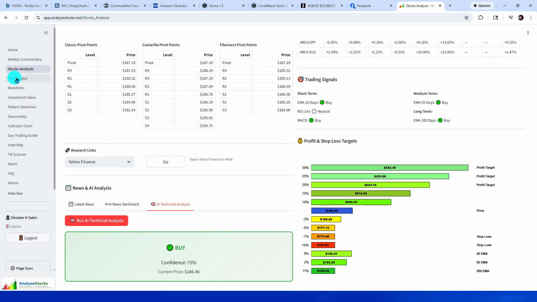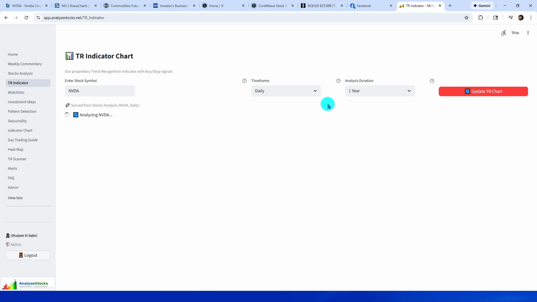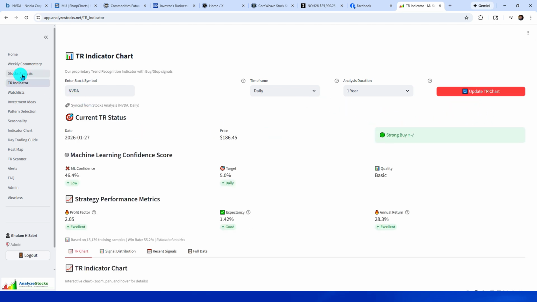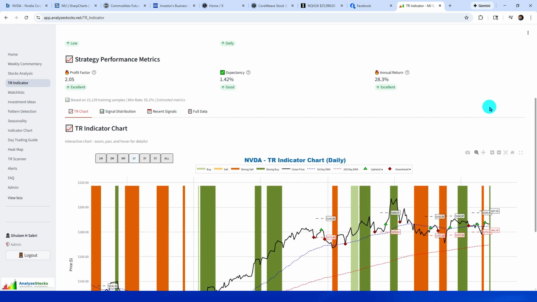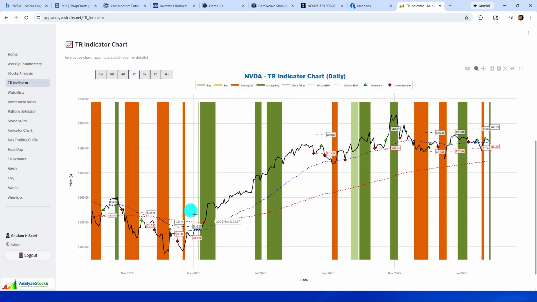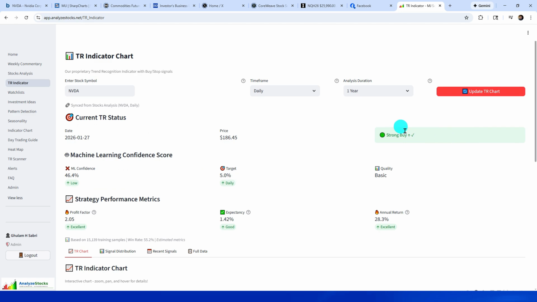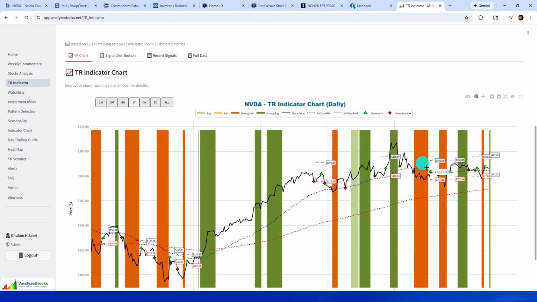Now, if we move on to the TR indicator, we have a separate video on the TR indicator. It already knows that you have selected a stock analysis, so it will build a TR indicator chart for NVIDIA. Here we have 6 different stages. This green zone means NVIDIA has started a strong buy zone, and that's why you saw a check mark and up arrow. Check mark means that NVIDIA, compared to its previous performance, is at the high range, within 5% of its high range.